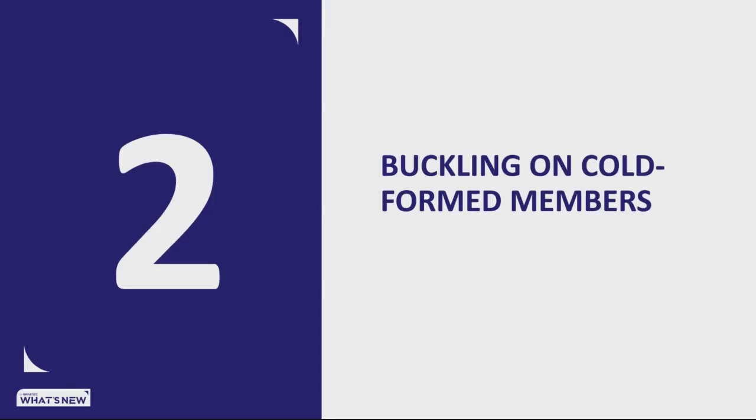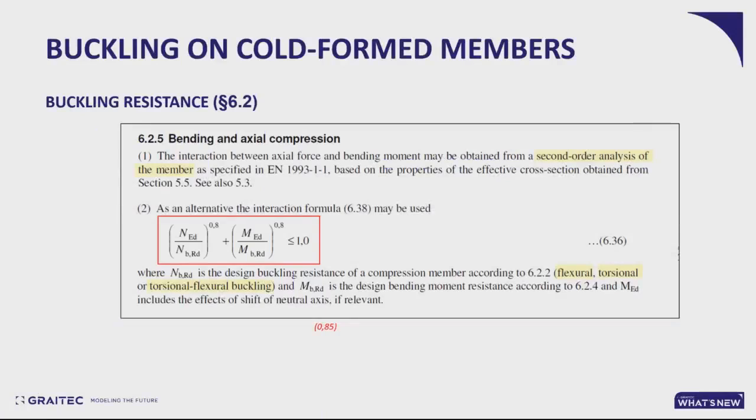So now let's see the improved definition of buckling length for cold form members. When it comes to cold form design, you can either run a second order analysis on the member. This can be done in advanced design using the advanced stability feature. But starting last year, we introduced this alternate interaction formula, where the buckling resistance from the axial force covers all buckling modes, flexural, torsional, but also torsional flexural buckling, and also the effects of lateral torsional buckling on the bending moment.